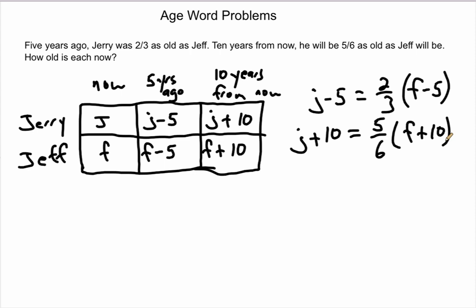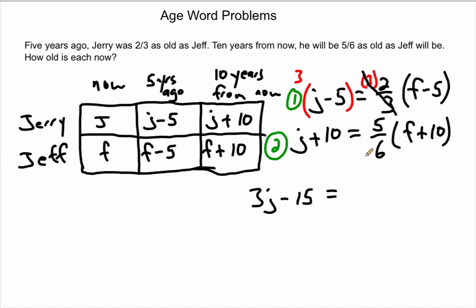This is a little more of a pain because we have fractions, but honestly, it's not that big of a deal. If we multiply equation 1 by 3, and we multiply equation 2 by 6, we can deal with that pretty easily. So let's multiply equation 1 by 3. Everything's going to get multiplied by 3, though it only really happens to the fraction. So on the left side of equation 1, we're going to have 3j minus 15. And on the right side, the 3's cancel out the fraction and leave us with 2.